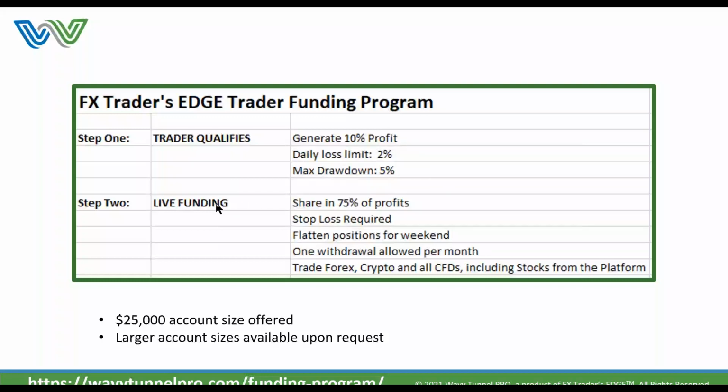Once you qualify, you get funded live, you share in 75% of the profits, you need a stop loss, and you have to flatten positions for the weekend. You can take positions overnight, just not over the weekend. You're allowed one withdrawal per month. And you can trade Forex, crypto, all CFDs, including stocks from this platform. Okay. Larger account sizes are available upon request up to $500,000.